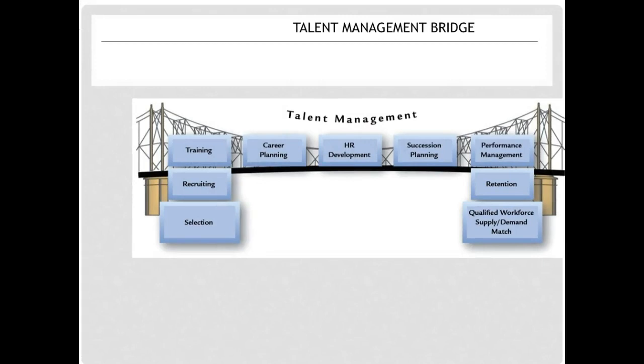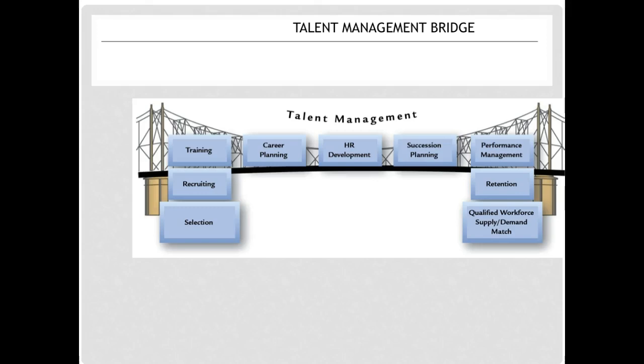The next slide is the talent management bridge. And what this is basically talking about is there are certain aspects of the HR function that support good talent management: retention tools, recruiting, selection, making sure we've got a good qualified workforce that meets our demand needs, and so supply and demand is matched well. And those are the things that we need underneath the bridge to hold the bridge up.